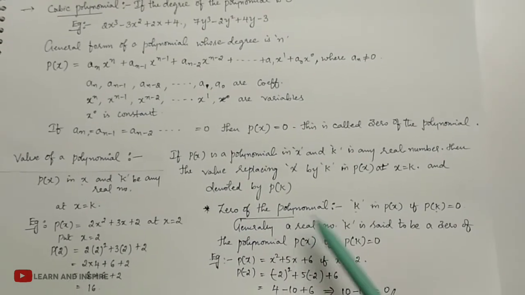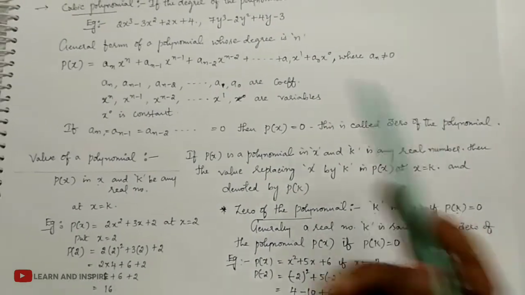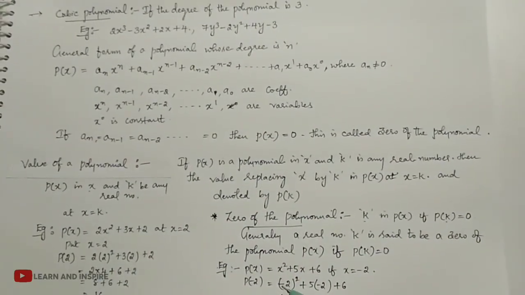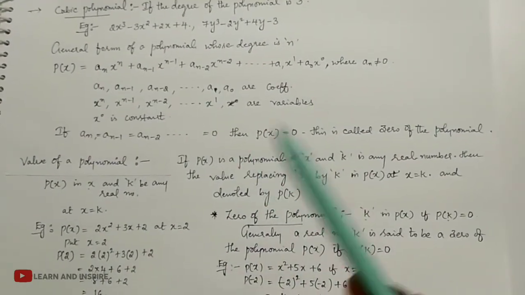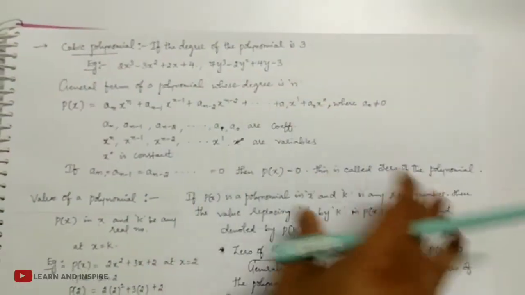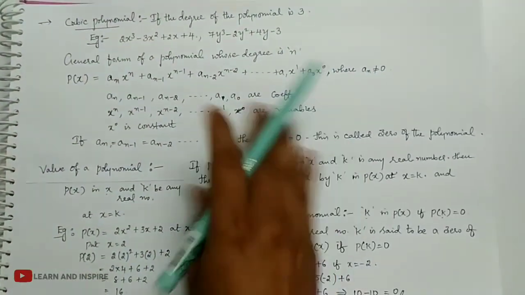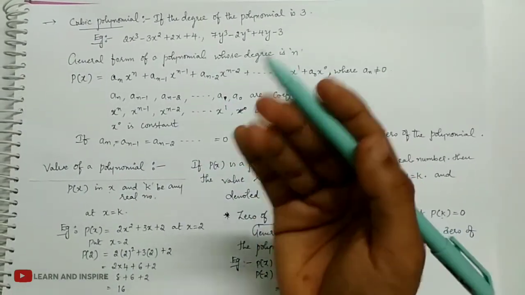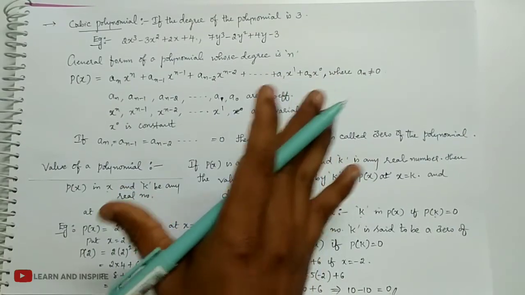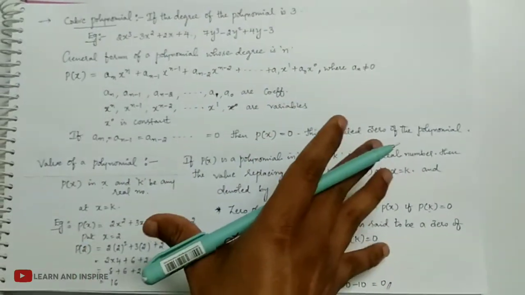So understood what is 0 of the polynomial? These are the topics which are related to polynomials, and based on this we have an exercise problem. In the next video, we can solve the problems from exercise 3.1. I hope you all have understood this introduction part.